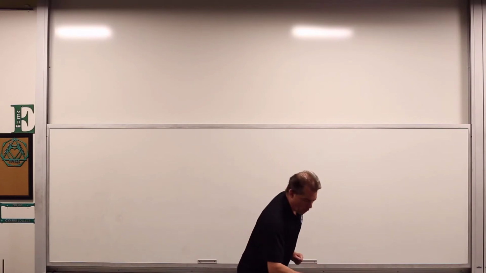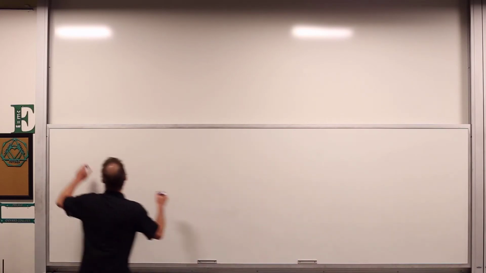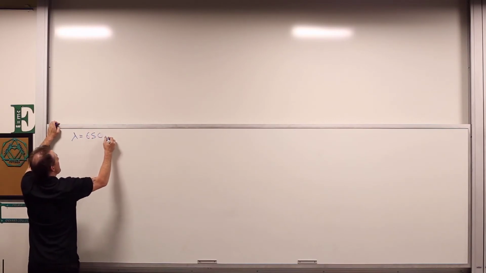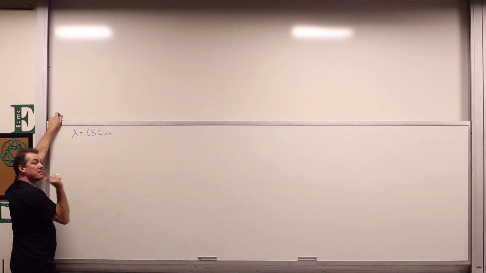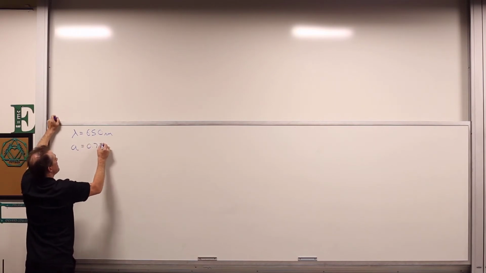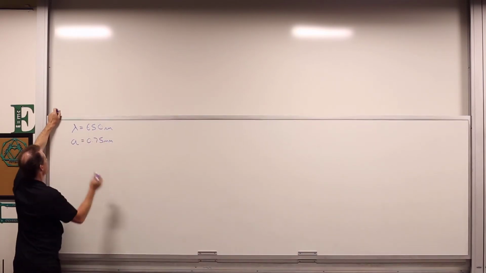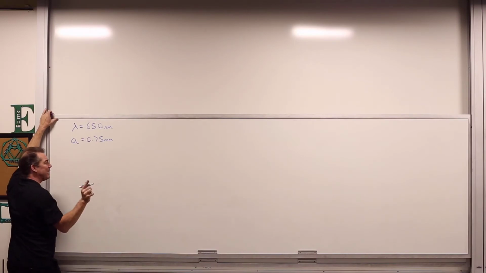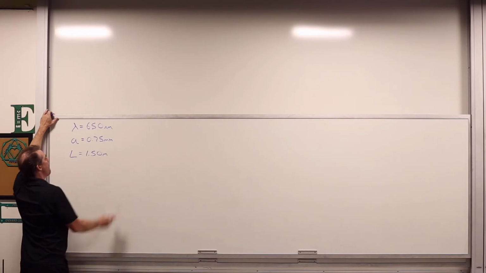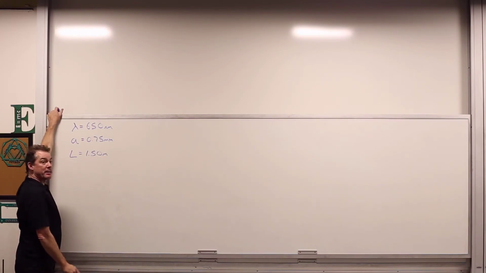Okay, so what do we have? We got some light with a wavelength of 650 nanometers. We've got a single thin slit that has a slit width of 0.75 millimeters. We've got a screen that's located at a distance of 1.50 meters away.